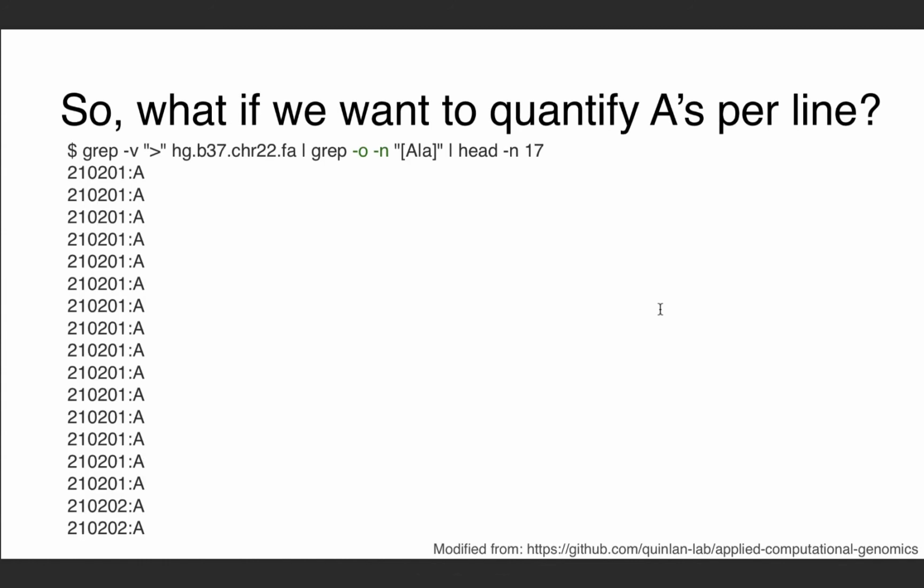So what if we wanted to quantify how many A's there were on each line? Now, I know this probably isn't a biology question, but this is just to show you some of the other things that we're capable of doing that eventually could be useful for biological questions. So if you wanted to quantify how many A's were on any given line, here all the A's are represented separately despite being on the same line, because that's how we've asked for it.